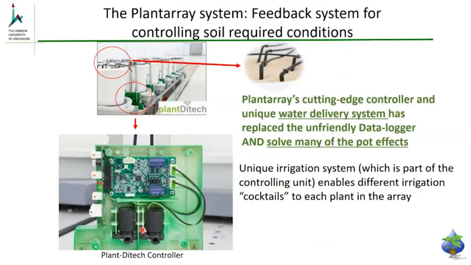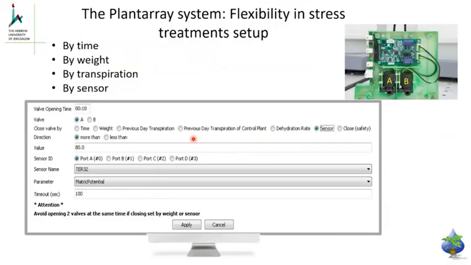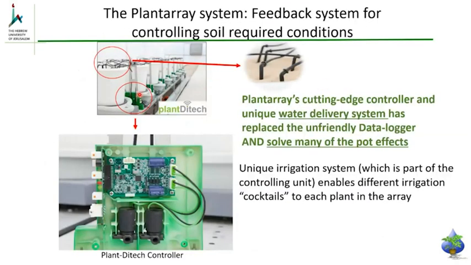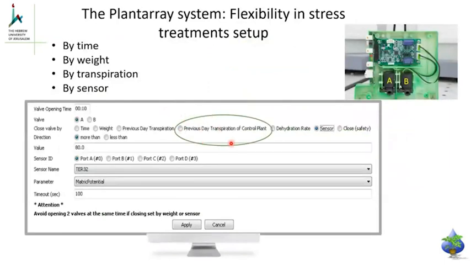The planetary system has a very unique controller with two valves, A and B, that first of all can make a cocktail of solution, but more importantly for this experiment, they can irrigate the plant based on its own previous day transpiration. So if a plant, for example, loses 100 ml and you want to expose it to 90% drought, you will just give it back 90 ml. And because each plant has its own controller, you can see it here, we can regulate the drought for each plant separately based on its own physiology.